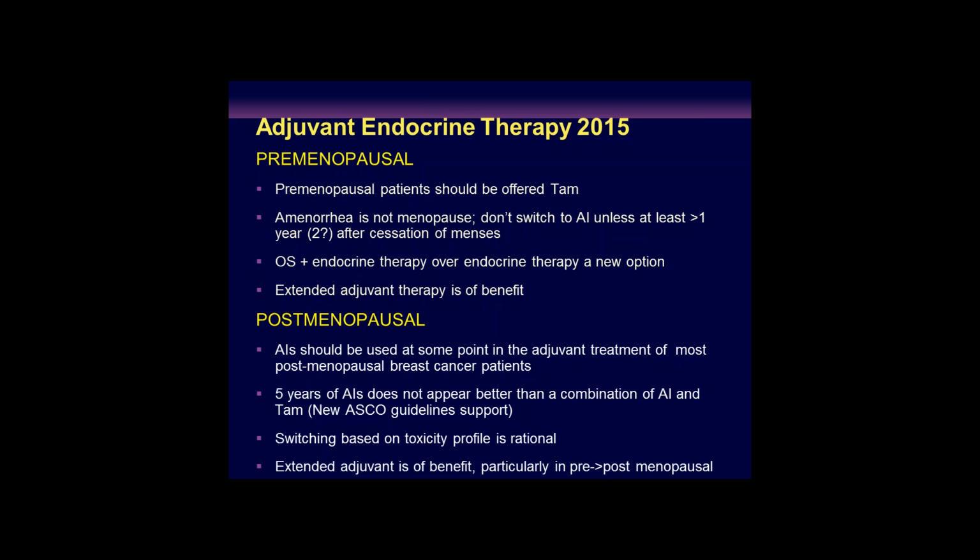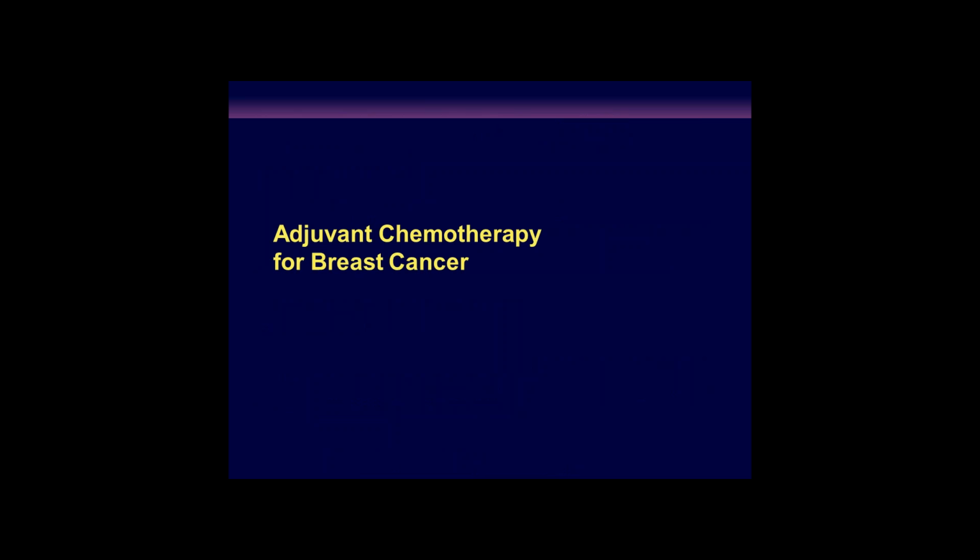Switching based on toxicity profile is rational. In my own practice, about 20% of women who start on one AI have to switch to another AI because of side effects, typically musculoskeletal side effects. But interestingly, switching often works very well. And extended adjuvant therapy is of benefit, as I mentioned, particularly in those women that go from premenopausal to postmenopausal during the first 5 years.